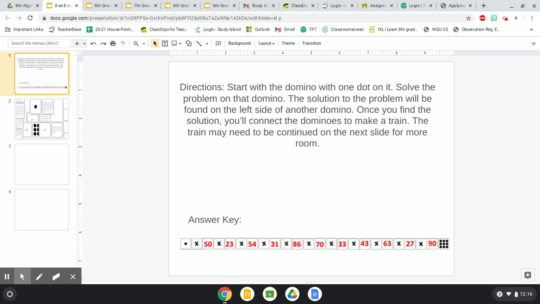Hey guys, happy Tuesday. So yesterday you started with applying systems of equations with real world context. We're going to continue that today because I know it takes a little bit to get the hang of it.